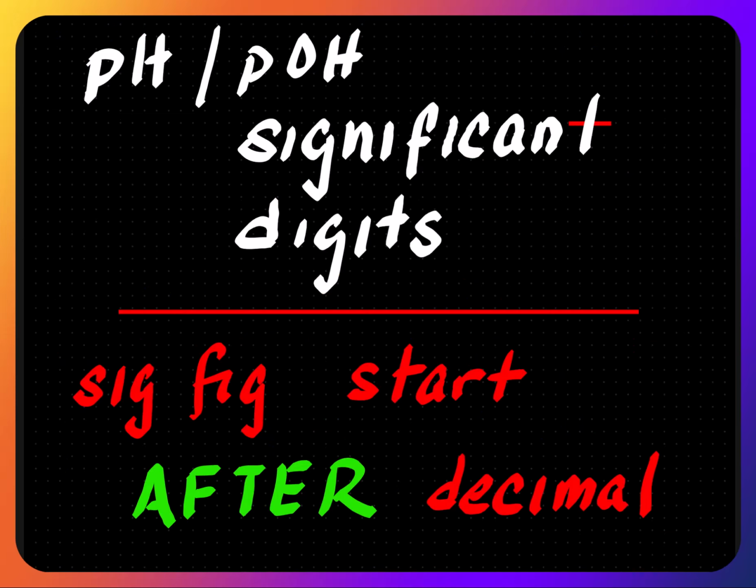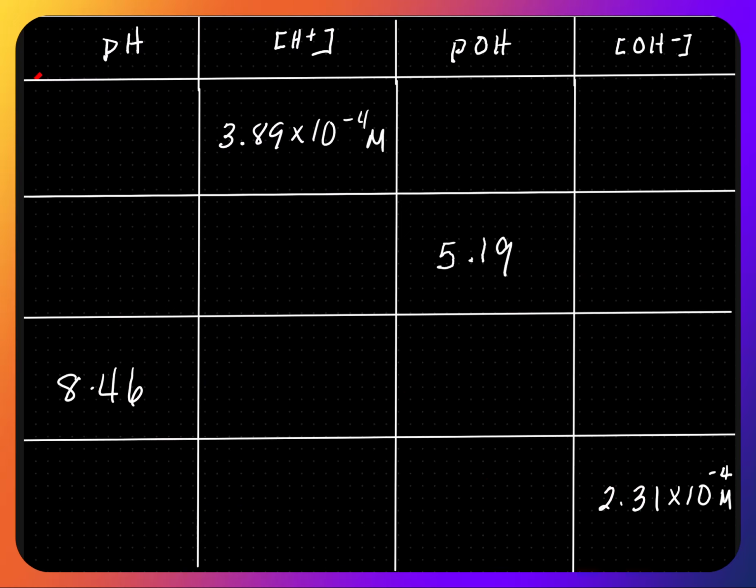Significant digits for pH and pOH are different. The significant digit starts after the decimal. If we have something like 5.301, this number has 3 significant digits because it must start after the decimal. 301 is my significant digit. So for pH and pOH, significant digits start after the decimal. Pause the video, complete this table, and then check your answer.